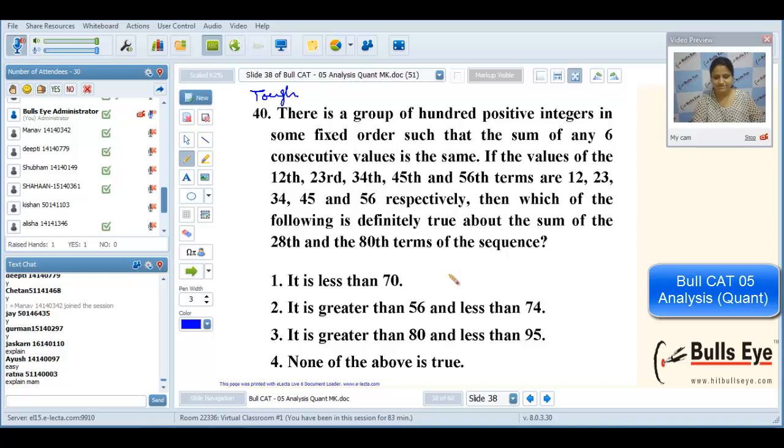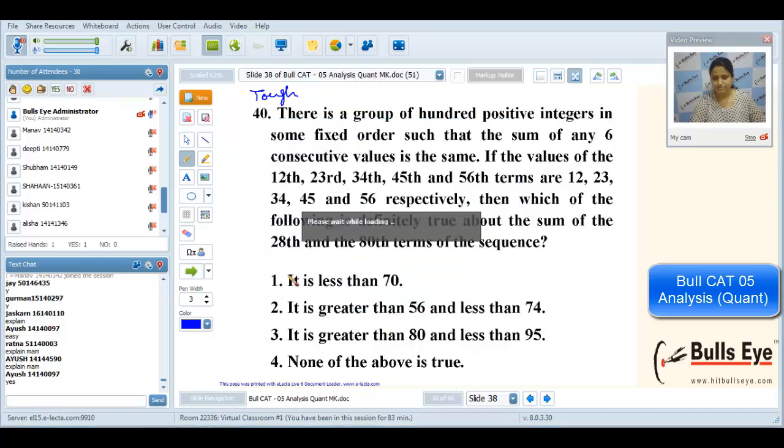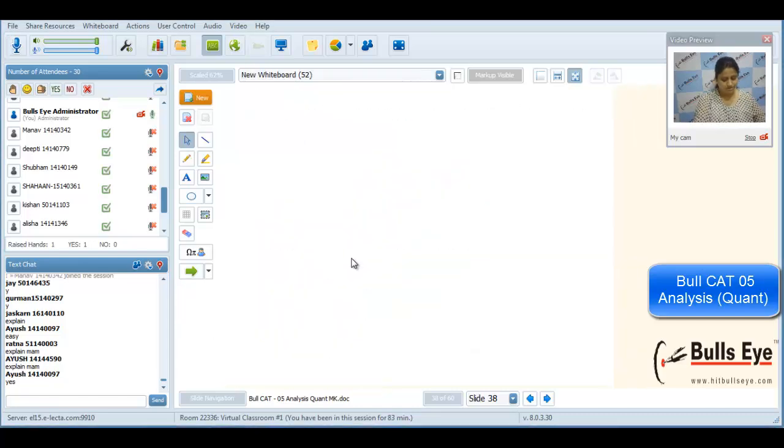Any problem in this? Ayush, if you know the logic, it is very easy. Otherwise, it is a tough question. Yes, of course, I'll do. See, what is the thing? It says there is a group of 100 positive integers in some fixed order such that the sum of any 6 consecutive values is the same. Sum of any 6 consecutive values.